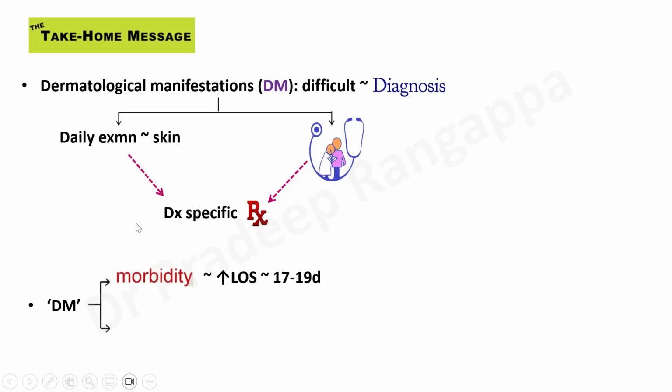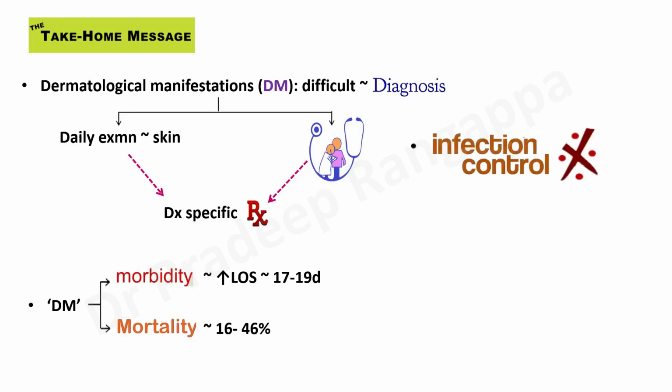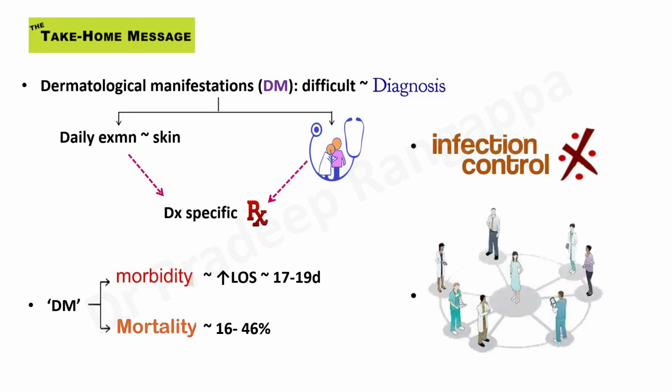And dermatological manifestations, as we saw, have a high morbidity because length of stay in the ICU can be increased. We saw that toxic epidermal necrolysis patient. She stayed for a very long time, I think more than 2 months. So it has a huge morbidity and it has a mortality. We saw in all the studies that the mortality ranges from 16 to 46%. The principles predominantly rest with good ICU care, good infection control practices, and multidisciplinary team involvement, predominantly dermatologists, and in some cases surgeons may also have to be involved.